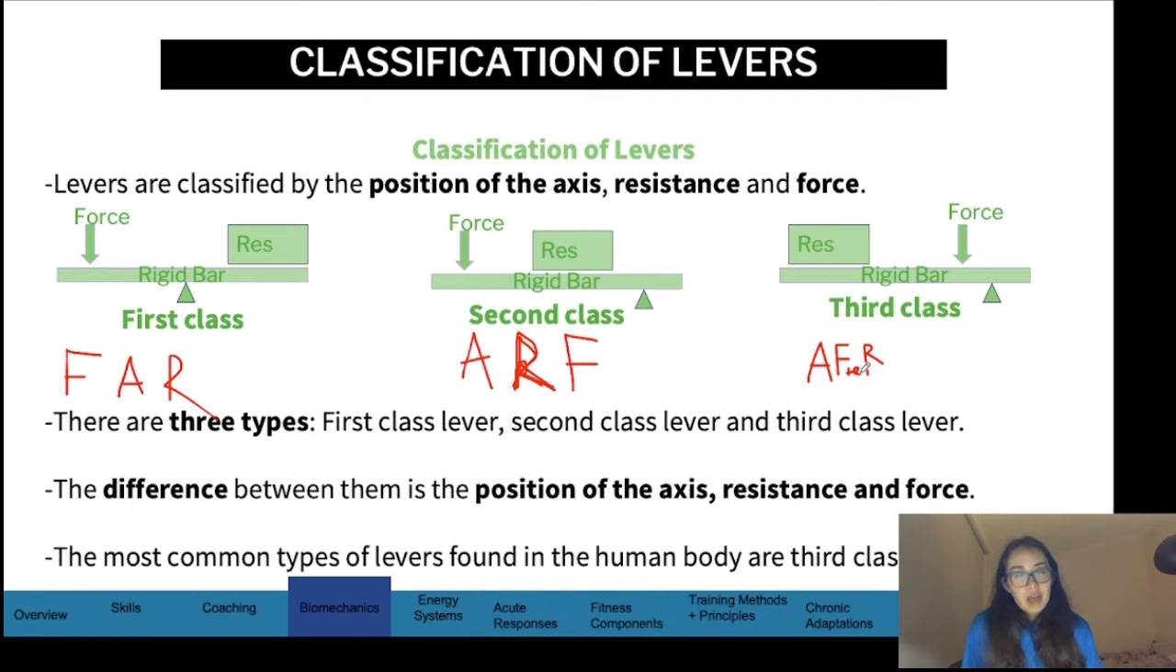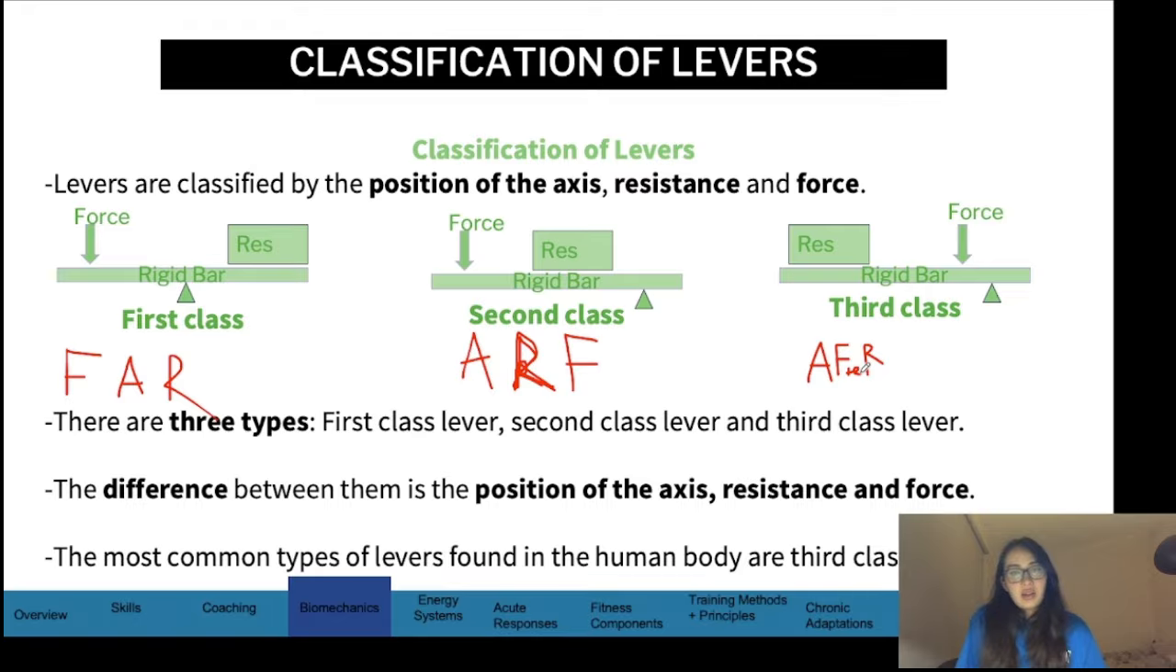You will need to know examples relating to all of these, and so the main example of a first class lever in the human body is when you nod your head. This nodding action is a first class lever. You get force, axis, resistance in your head and neck area. You don't need to know too much about it, just know that example.